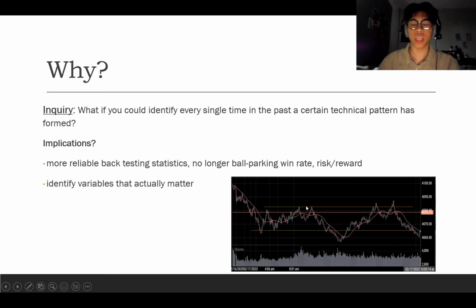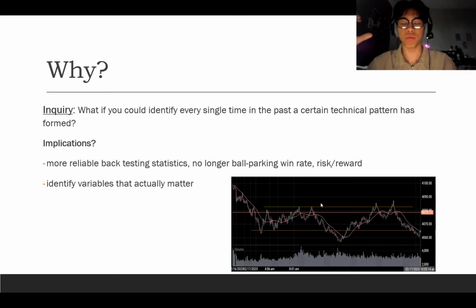But what if in reality, it has a win rate of just 1%? 99% of the time, I lose. And the 4 times that I won was just luck. Would that be terrible? And that's what Chart Mapper aims to take away. It'll give you much broader and more reliable backtesting statistics.